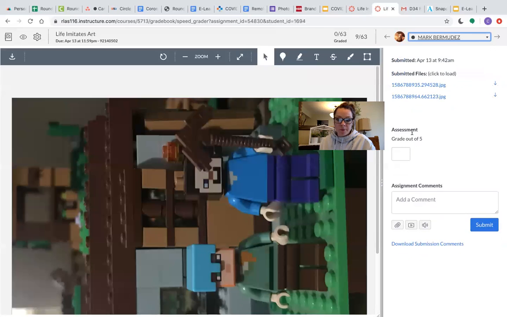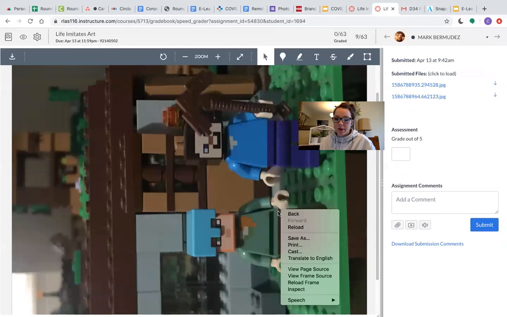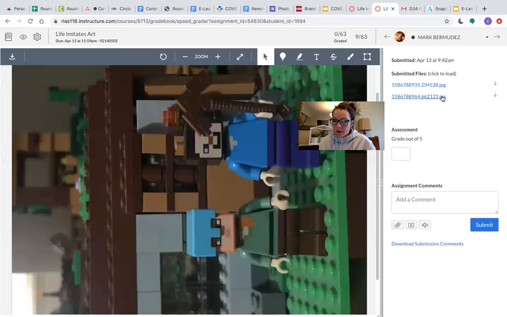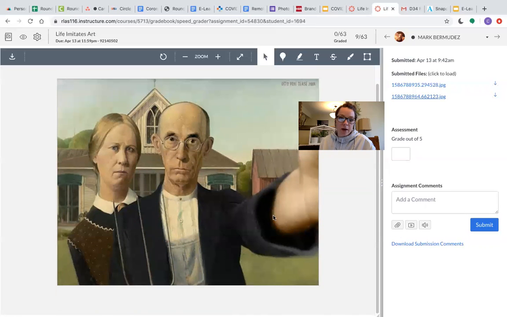Last one, Mark's is so funny. So this is, you can tell right away that this is American Gothic. And I'm going to have to rotate this. Okay, so this is not the original American Gothic painting. This is like a parody.